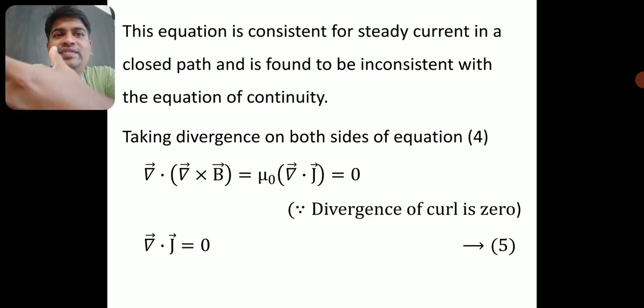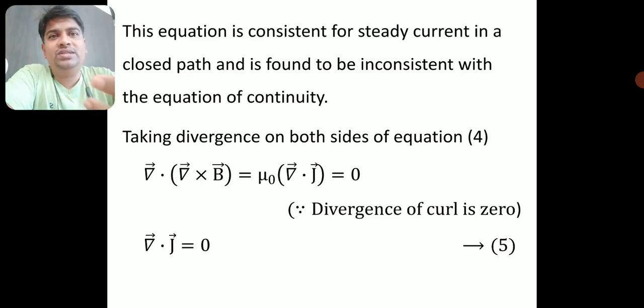Therefore, the left hand side being 0 means the right hand side would be 0. So div dot J will be equal to 0. Anyway, mu naught is not 0. Mu naught is a constant, we know it's the permeability of free space. That cannot be 0. Therefore, div dot J will be equal to 0. I got this divergence of J equals 0.